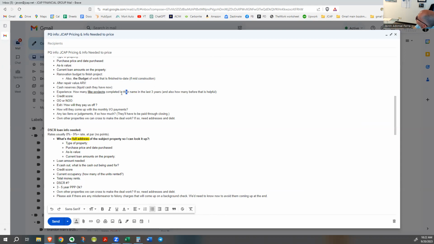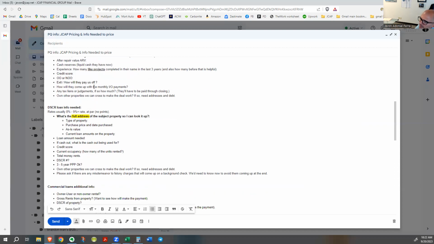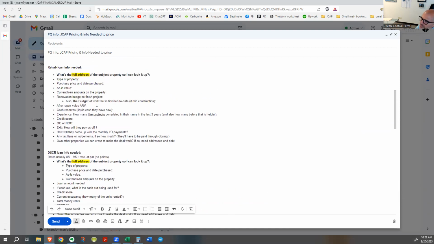We need at least 2 completed as a ground up. You don't need to remember this, but just the criteria is different. And then I want to know how many of those in the last 3 years. And then also how many before ever. That's nice to know, but it's going to be important to qualify them. Credit score, is this owner occupied or not owner occupied? How are you going to pay us off? How are you going to make the monthly payment? Do you have any tax liens? Do you have any other properties? So all those are the same.